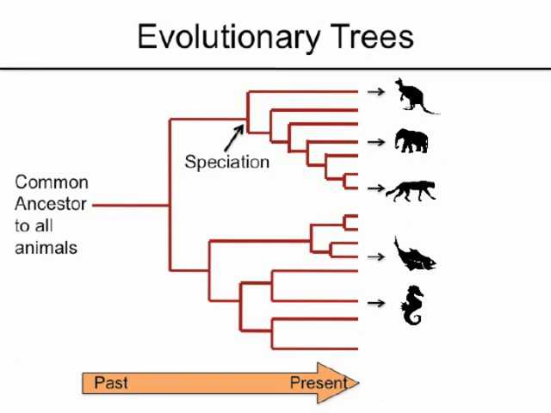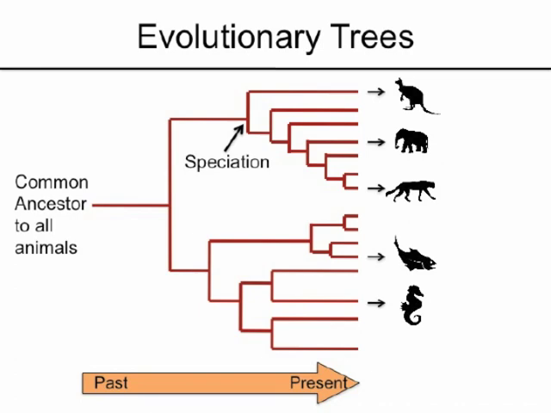So this tree actually represents time, in that on the left here you have the past, and on the right you have the present. So everything that's lined up on the very right represents a currently existing species, a species that exists today. And as you work your way to the left, you're looking at how these species have diverged from one another. So you read the tree from past to present, and each one of the branches represents a common ancestor. So the farthest left node is a common ancestor to all animals.